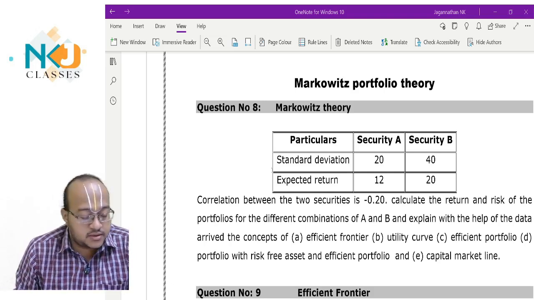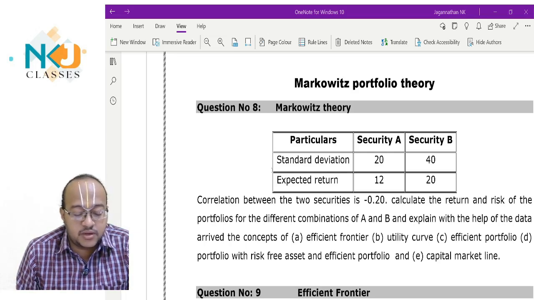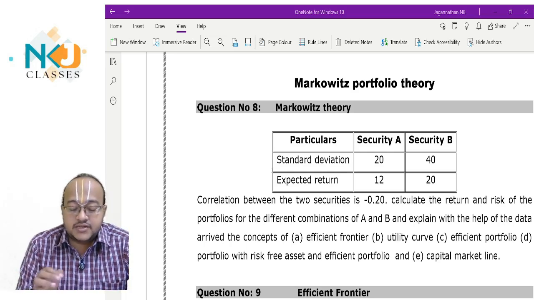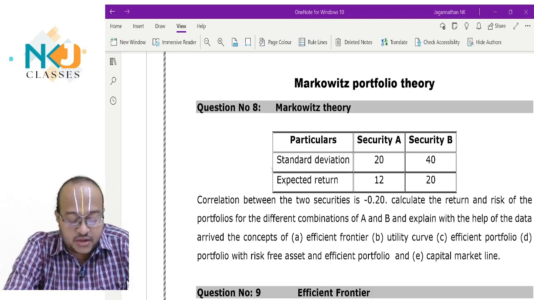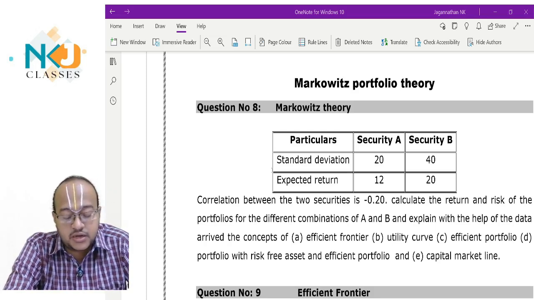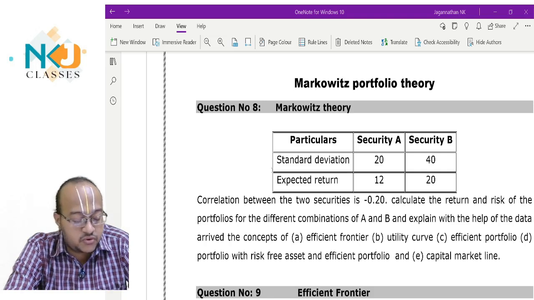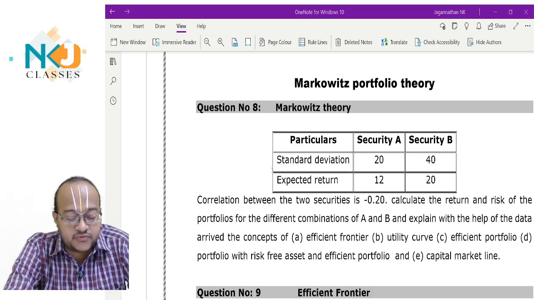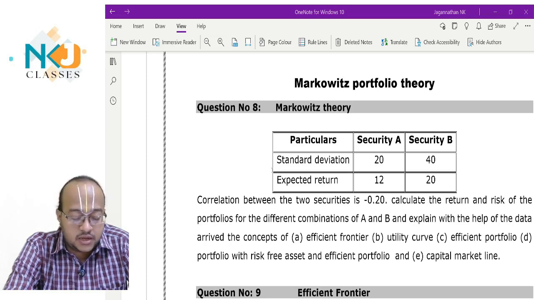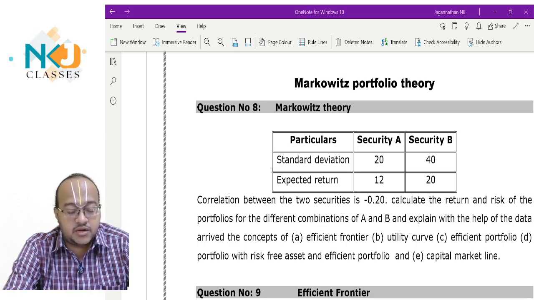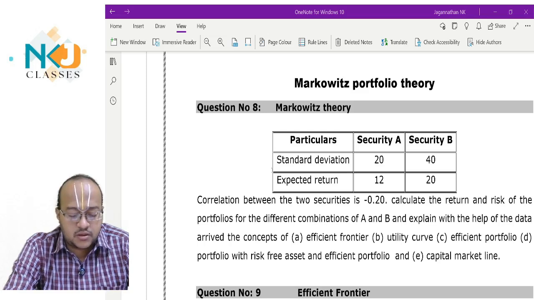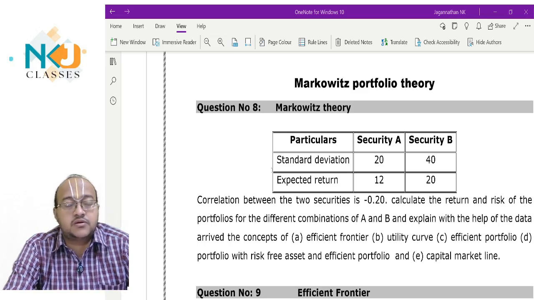Calculate the return and risk of the portfolios for the different combinations of A and B, and explain with the help of the data arrived at the concepts of efficient frontier, utility curve, efficient portfolio, portfolio with risk-free asset and efficient portfolio, and capital market line. Please go through this question, take a minute to comprehend the question, then we will start with our discussion.